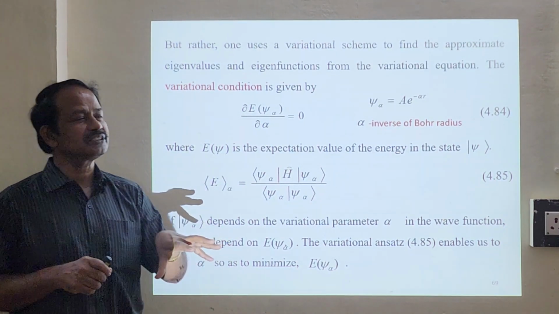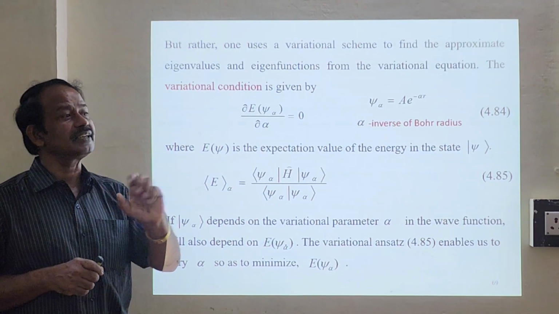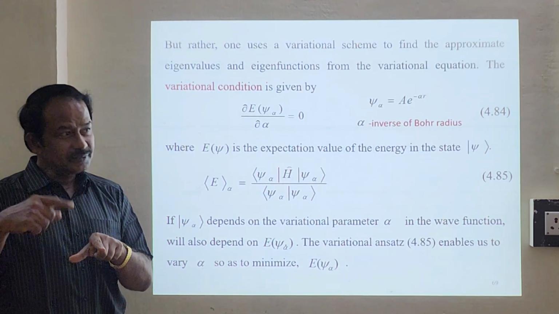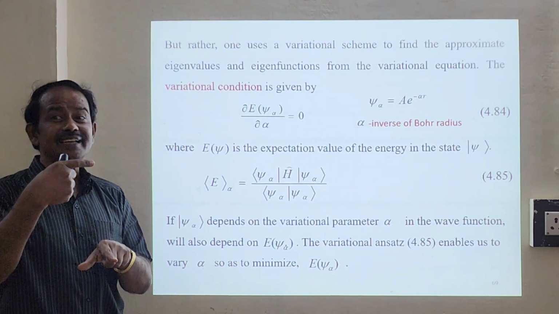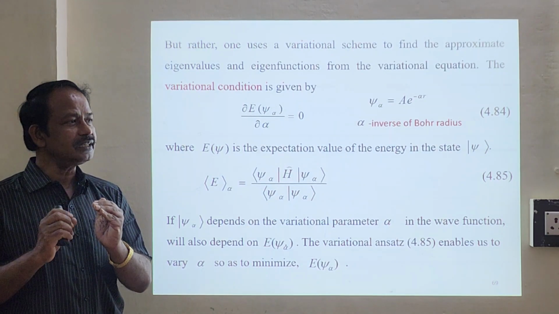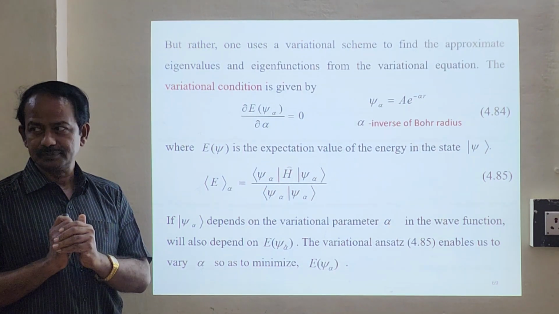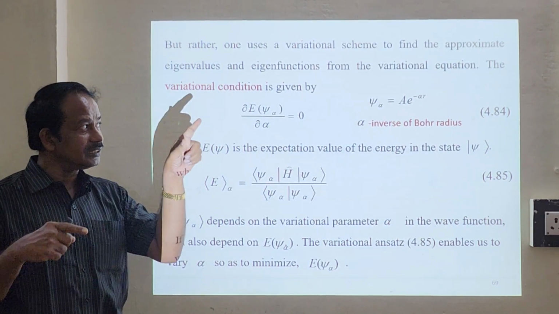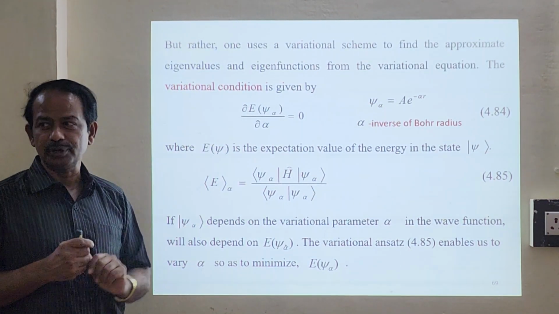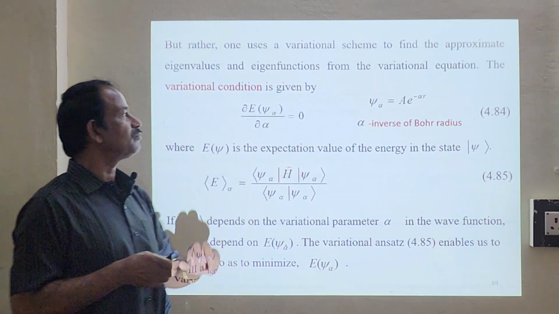Suppose I have chosen silicon doped with phosphorus or gallium arsenide. I will have to choose alpha as the inverse of the Bohr radius of gallium arsenide, which is 103 angstrom. So I have to choose it in such a way that it will be nearby the inverse of that Bohr radius, in the wave function A e power minus alpha r.